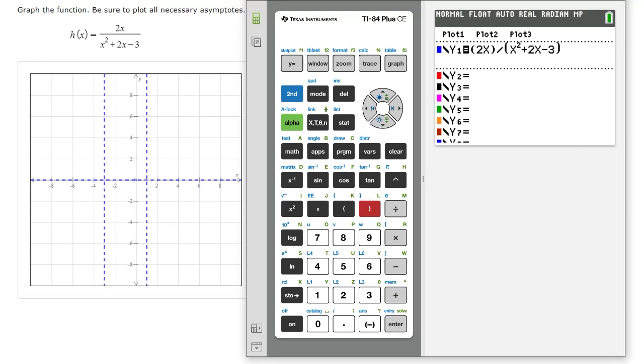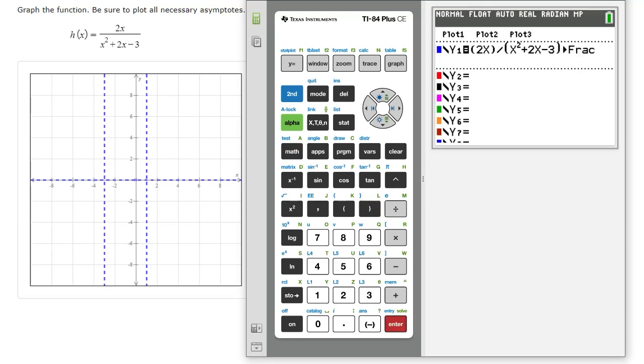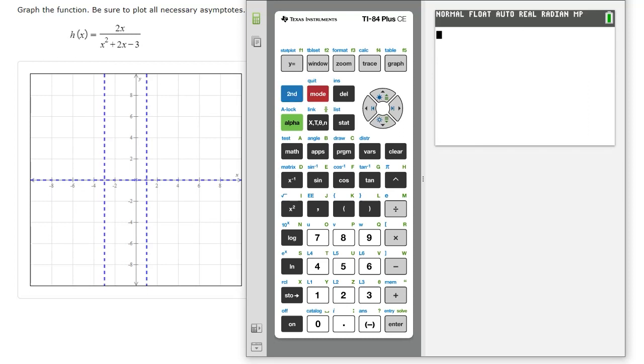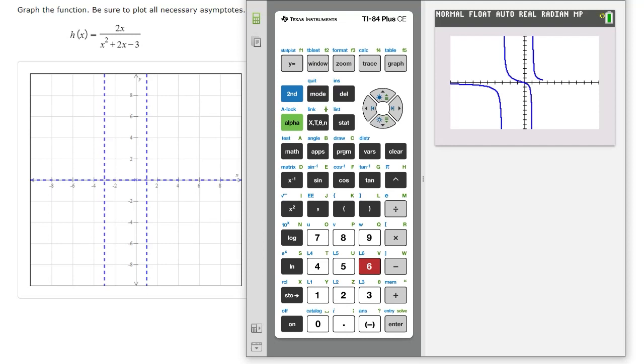And now I want to tell it to output as a fraction, because I'm going to use the calculator to get points. So math, output as a fraction, I can put that right in y1. Second quit gets me back to the home screen. Zoom 6 will show me what this graph looks like.